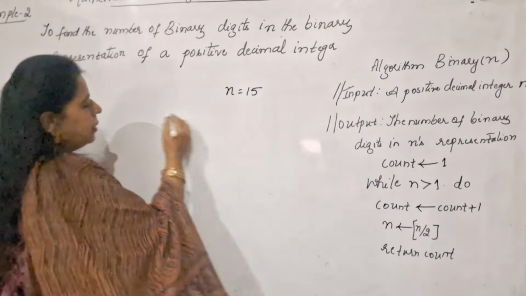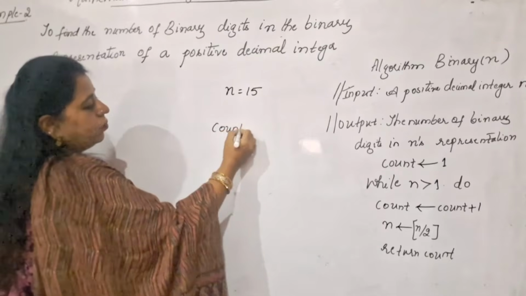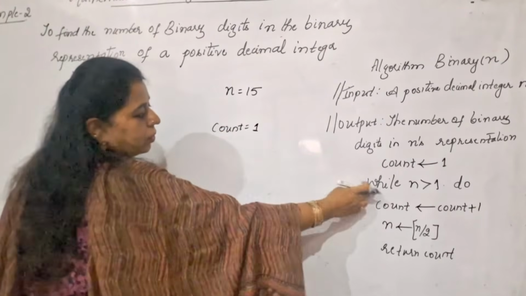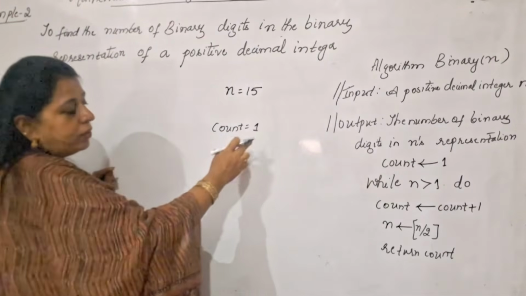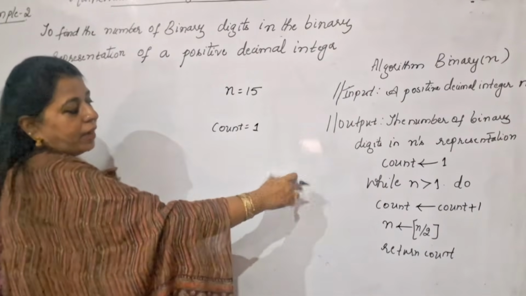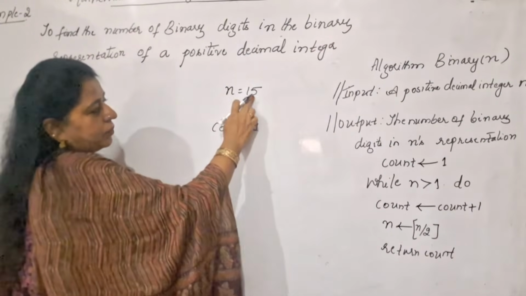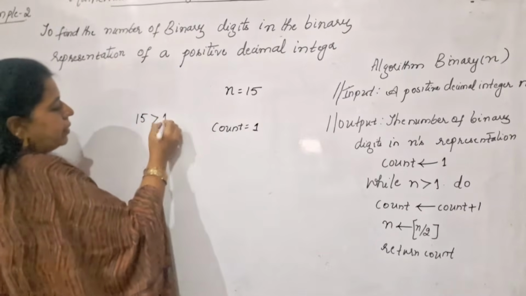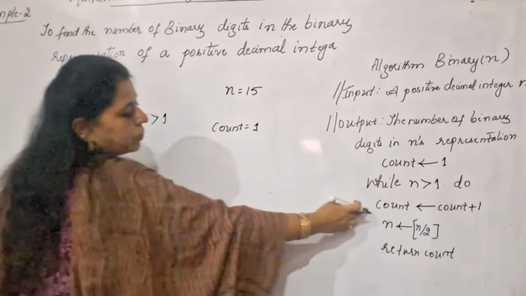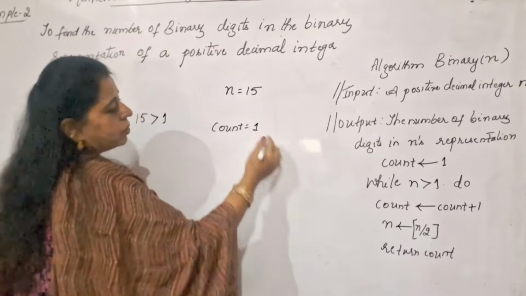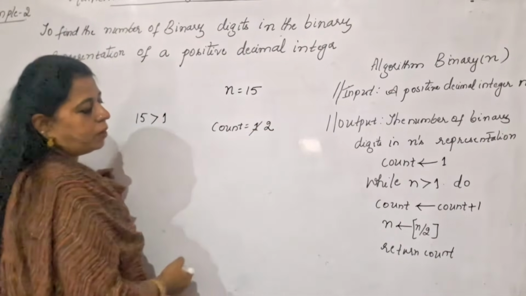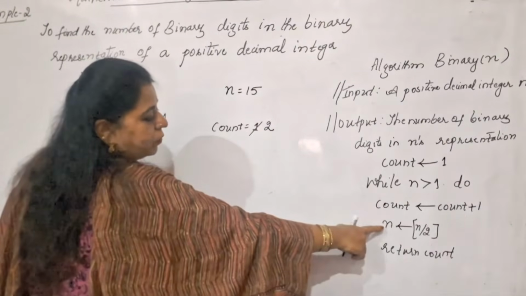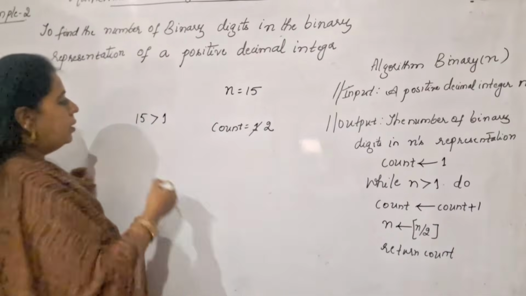What is the first step? Initially your count is 1. You have assigned it as 1. While n greater than 1, n is 15. Is 15 greater than 1? Yes, it is true. If it is true, increase the count by 1. So your count becomes 2 now. Then whatever is the value for n, you divide by 2.